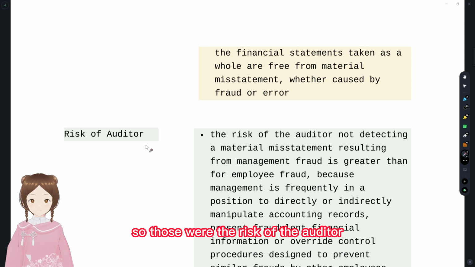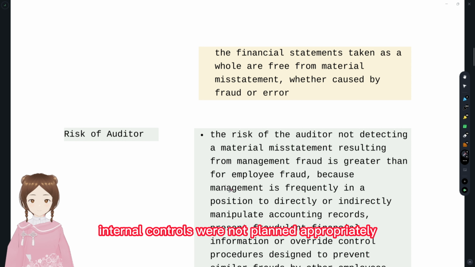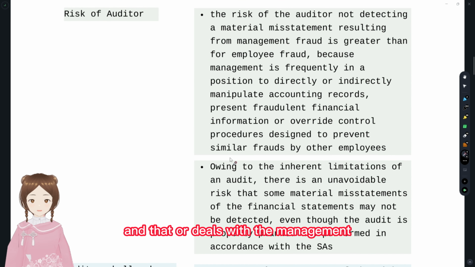So those were the risks of the auditor, and the risk of the auditor was also that he's not able to detect material misstatements or any kind of irregularities in the entity's financial statements, even though the audit procedures were planned as per SAs. That is what detection risk is. I've discussed inherent risk and detection risk, and control risk is where the internal controls were not planned appropriately. That deals with the management.